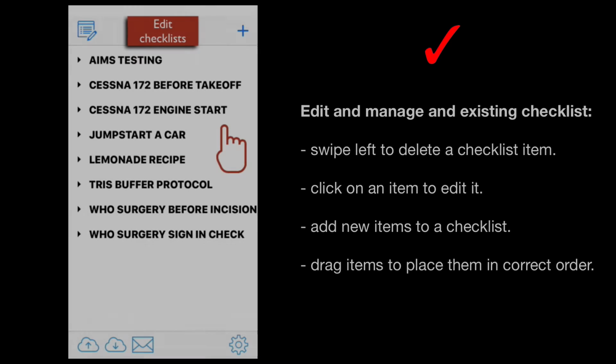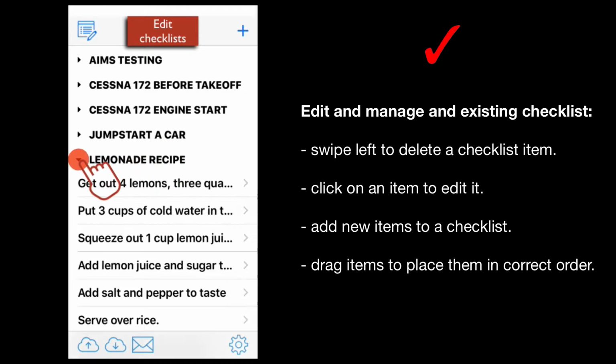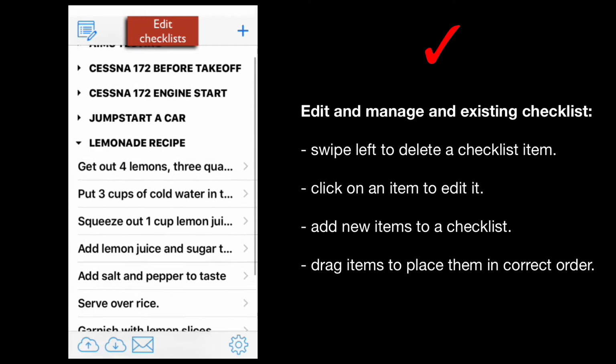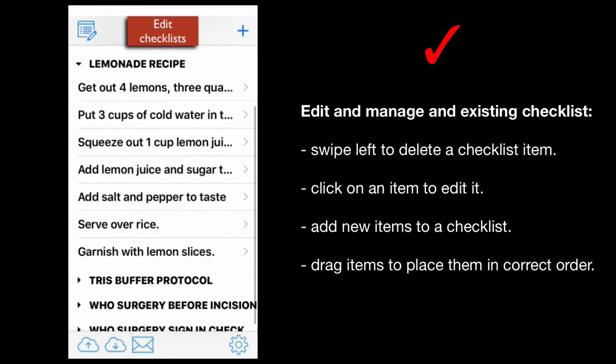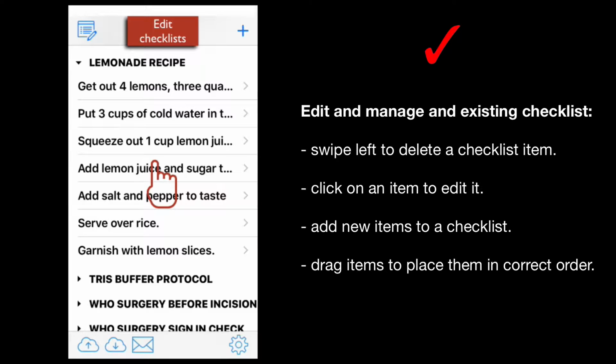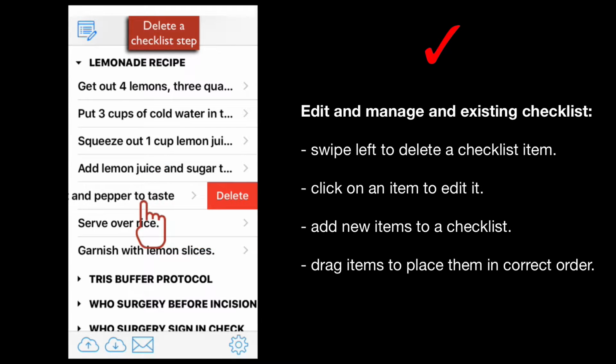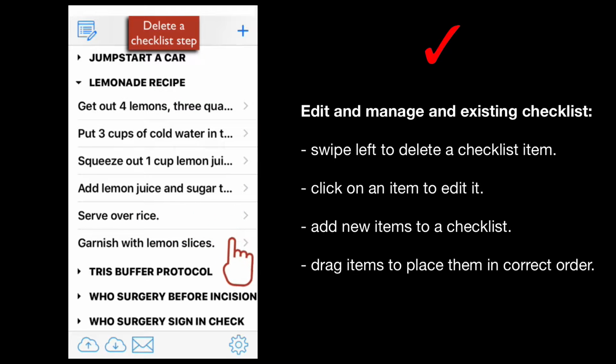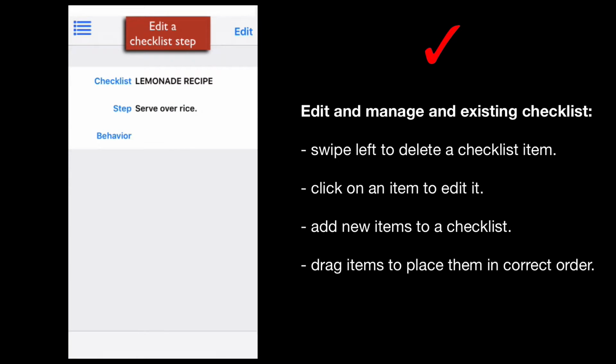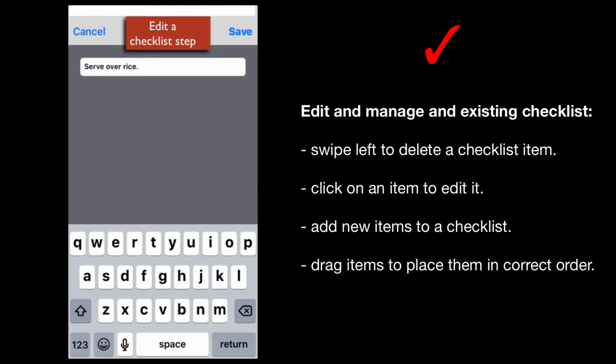Here's an example of editing a checklist. Click on the arrow to expand a checklist and show its steps. You can swipe left on any checklist item and then click Delete to remove that step. Clicking on an individual checklist item allows you to edit that step, or to change which checklist includes that step.